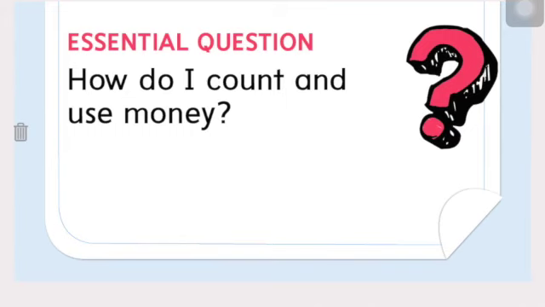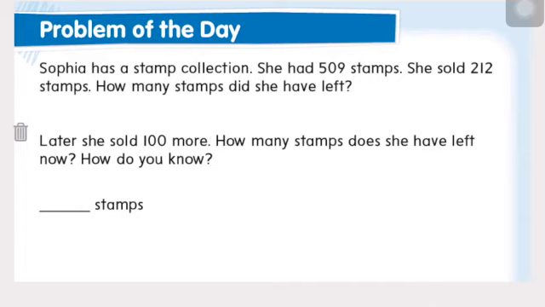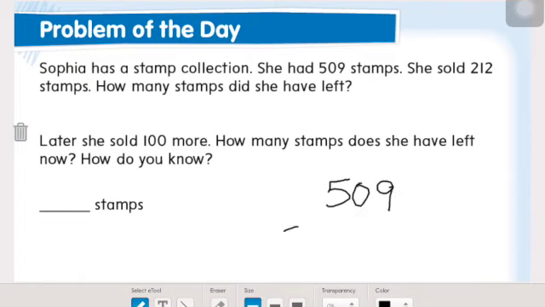Our essential question is, how do I count and use money? And we're going to review our 2-step problems for problem of the day today. It says Sophia has a stamp collection. She had 509 stamps. She sold 212 stamps. How many stamps did she have left? So 509 minus 212. We have more on the top. No need to stop.